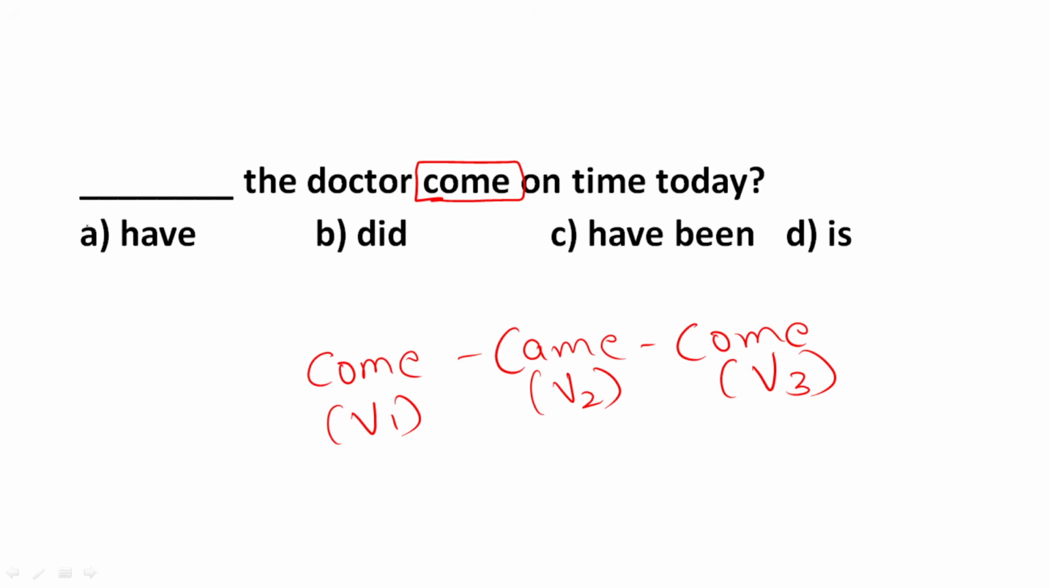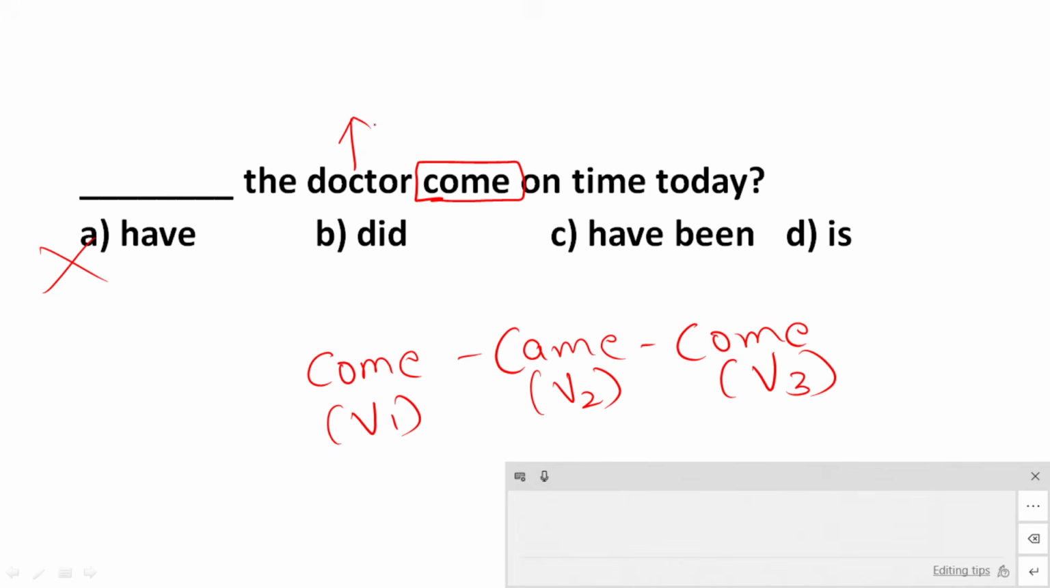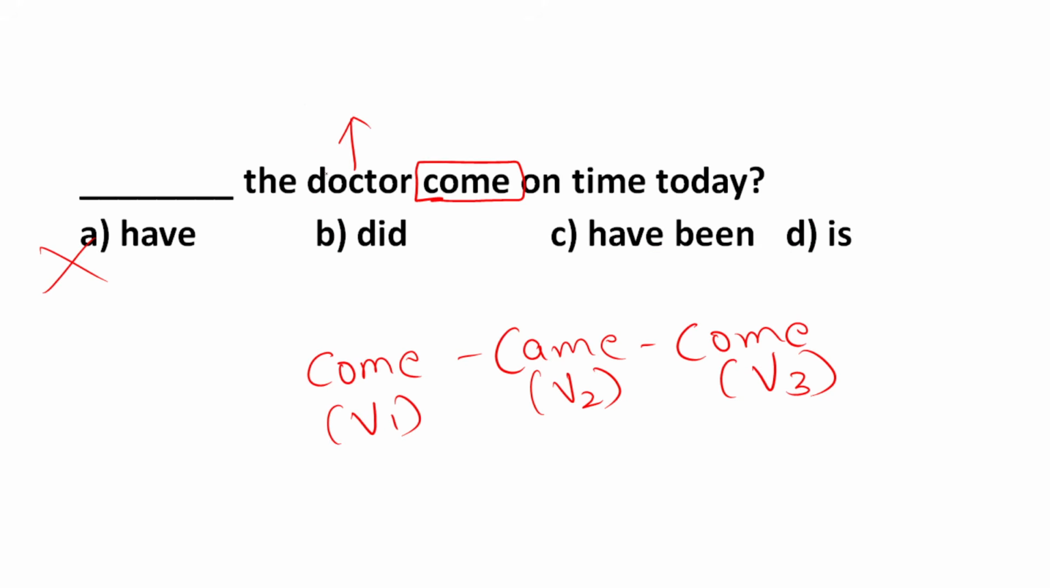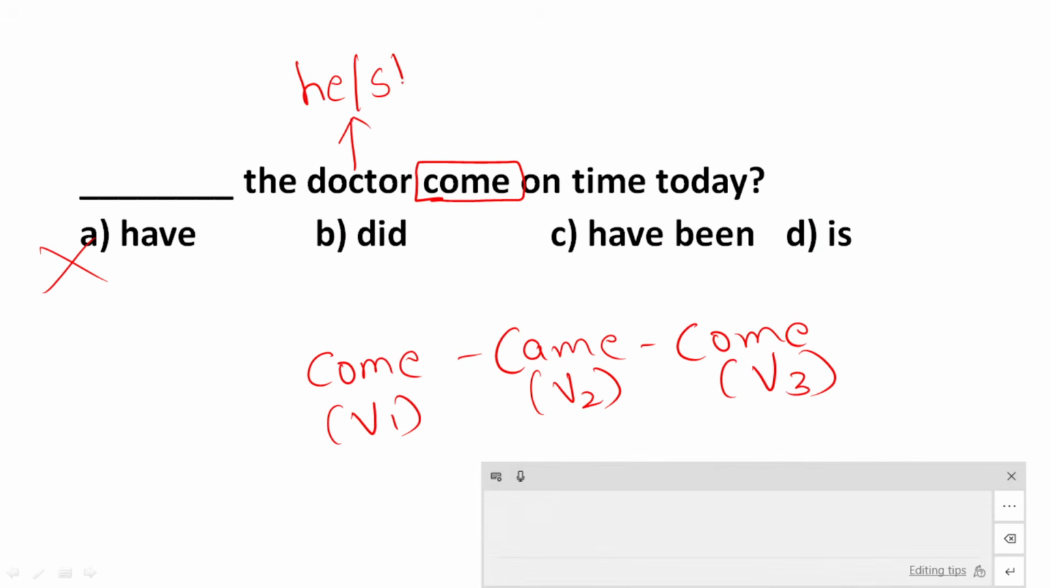Now you see the first option, have. Have is immediately wrong, I can say, because see the subject here, the doctor. Now naturally, when we use the subject doctor, doctor can be he or doctor can be she, correct? So now naturally, I cannot use the helping verb have at all, because if I were to use he or she, I may use has if I want to use, but have is no chance.